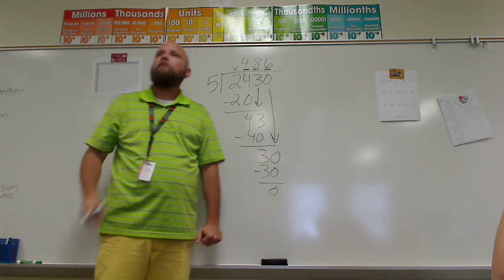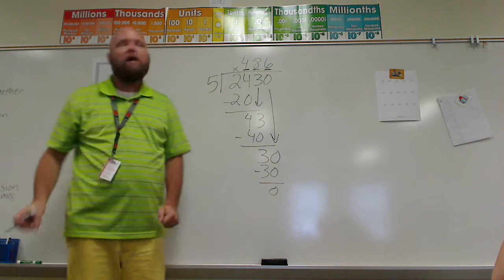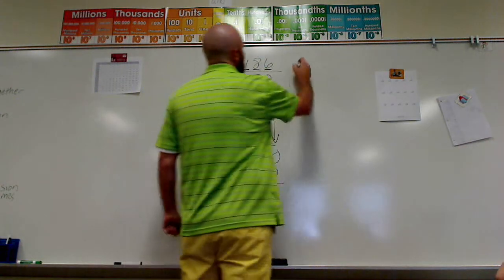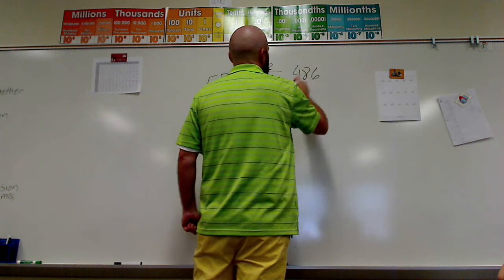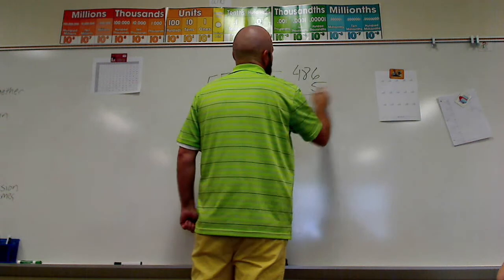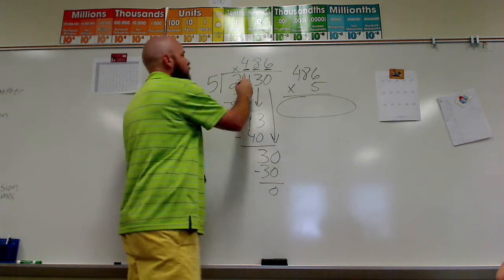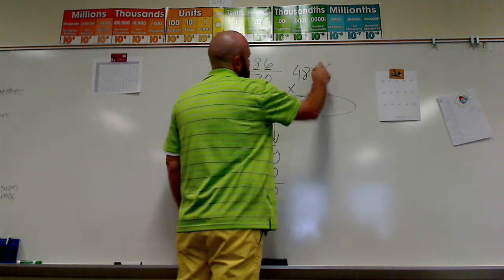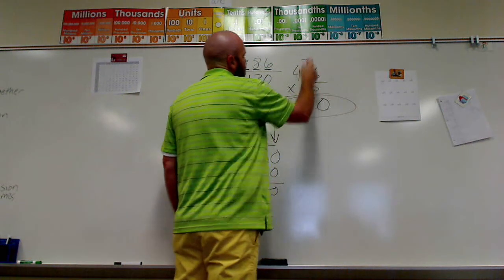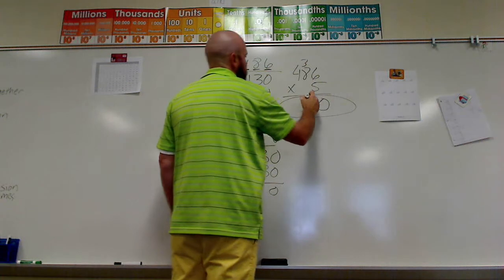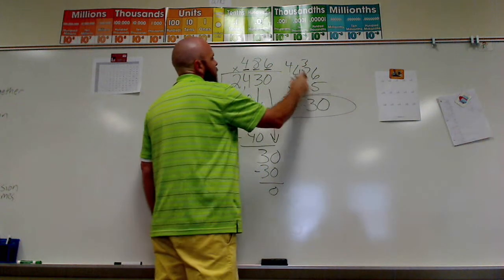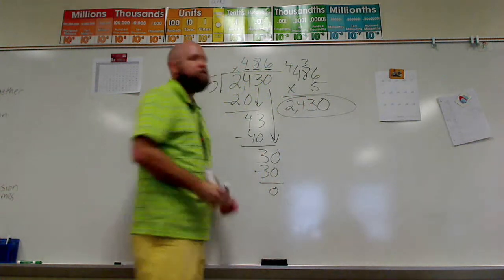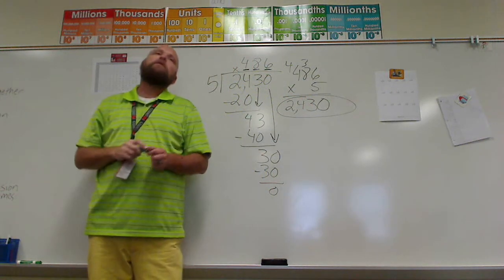Because I want my mom to buy me one new bicycle tire, I'm going to go ahead and check this by multiplying. I'm going to multiply 486 by 5. My product should equal my dividend, which is 2,430. 5 times 6 is 30. Carry the 3. 8 times 5 is 40, plus 3 is 43. Carry the 4. 5 times 4 is 20, plus 4 is 24. So my answer is 2,430.